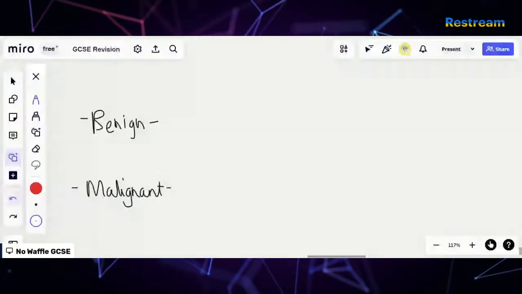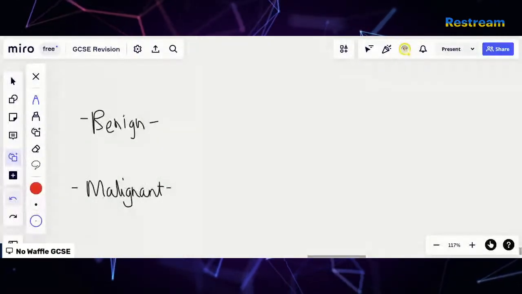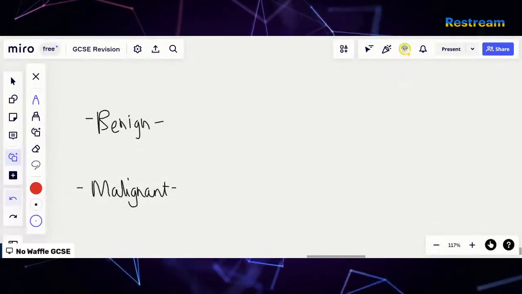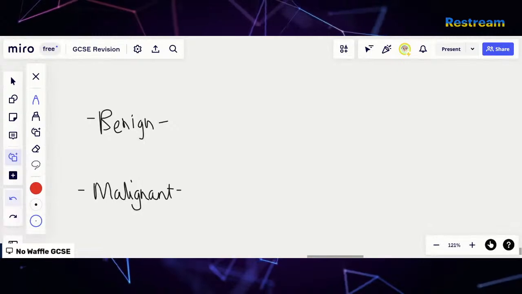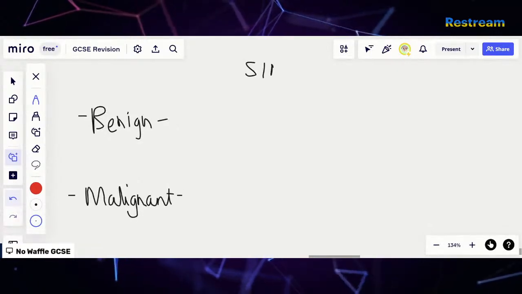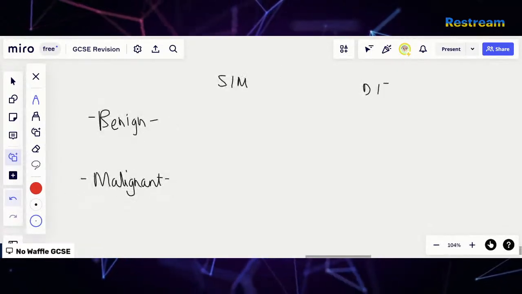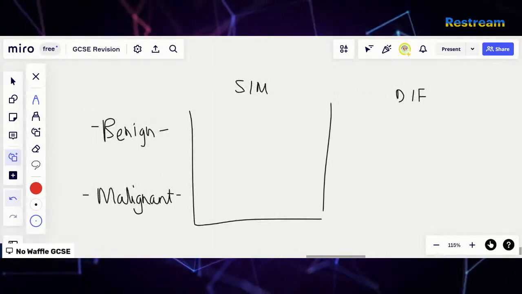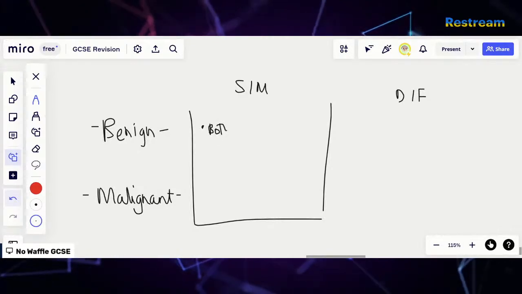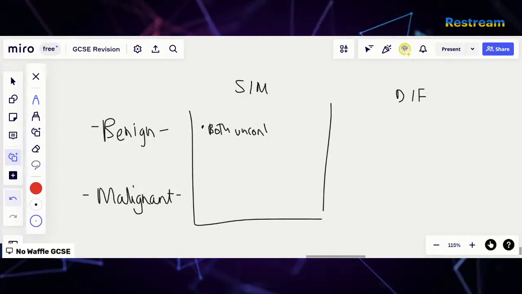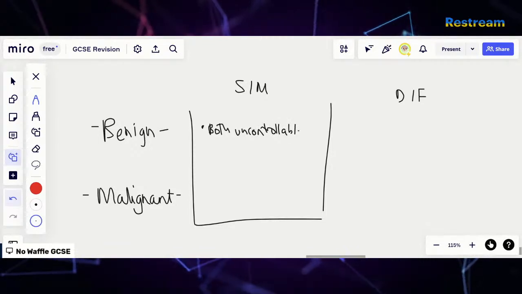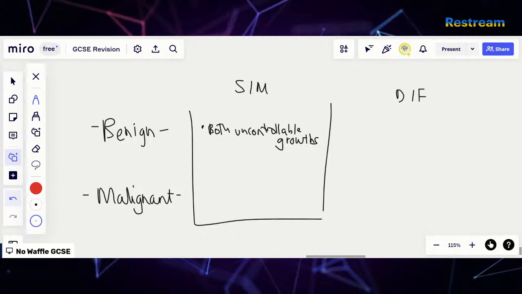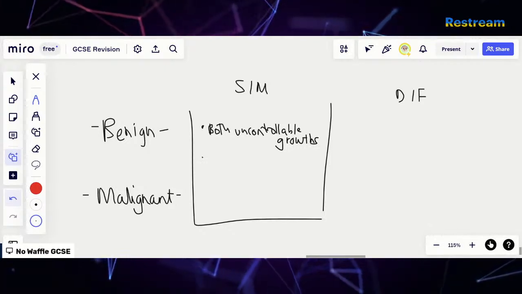So, the similarities and differences between benign and malignant tumors. Let's look at the similarities first, and then we'll look at the differences. In terms of similarities, they are both uncontrollable growths, and they are both formed from a person's own cells.